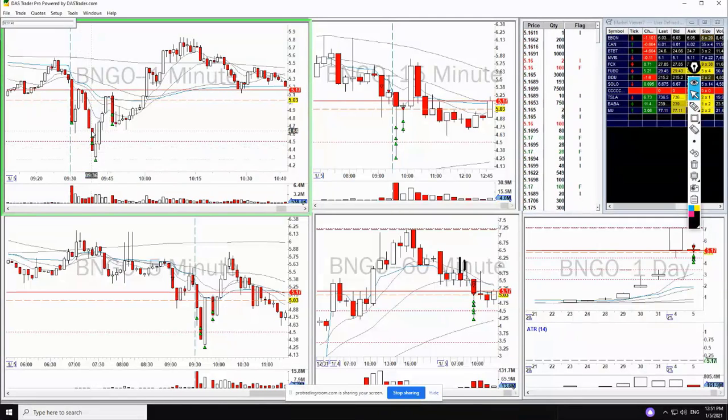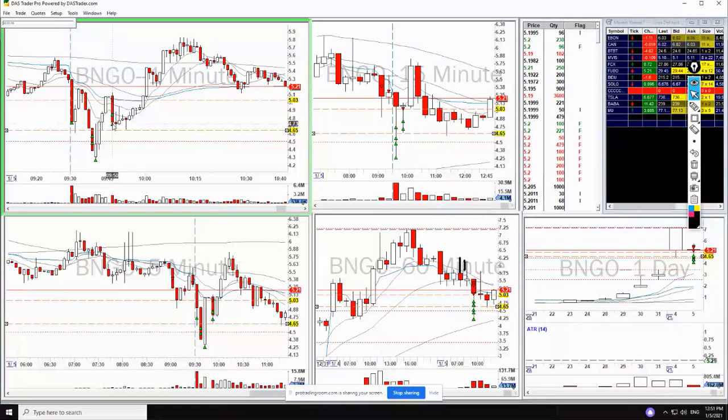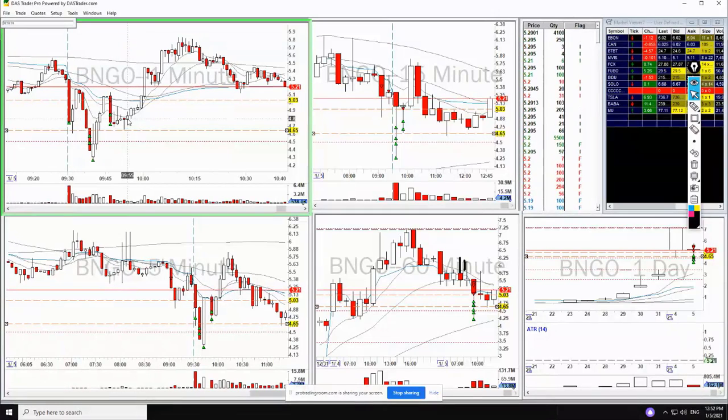Why did I bail all right here? I consider this to be a fake breakdown. We just came back up right here, and I wasn't sure if we could continue going lower. So I exited, and it worked out. I think it was more of luck than analysis, but yeah, this was the last trade.